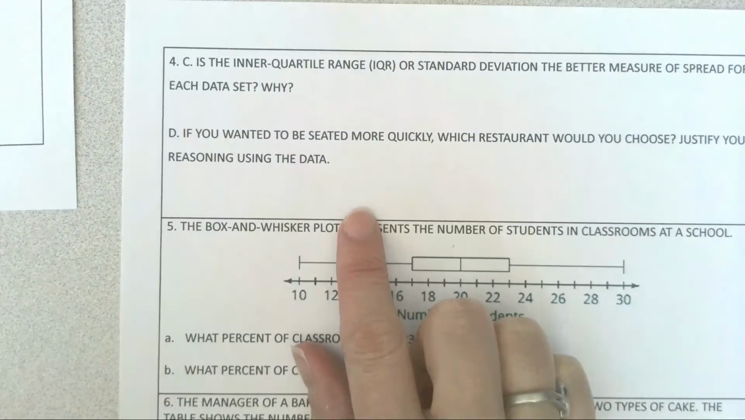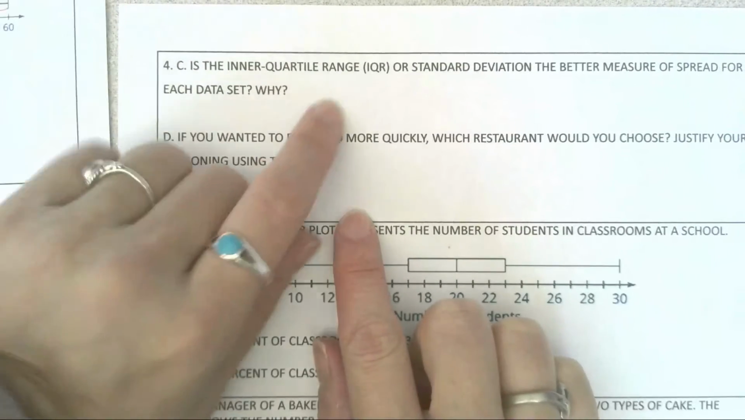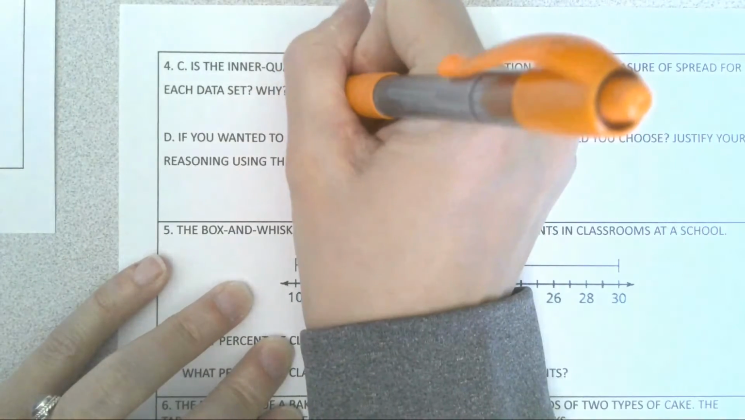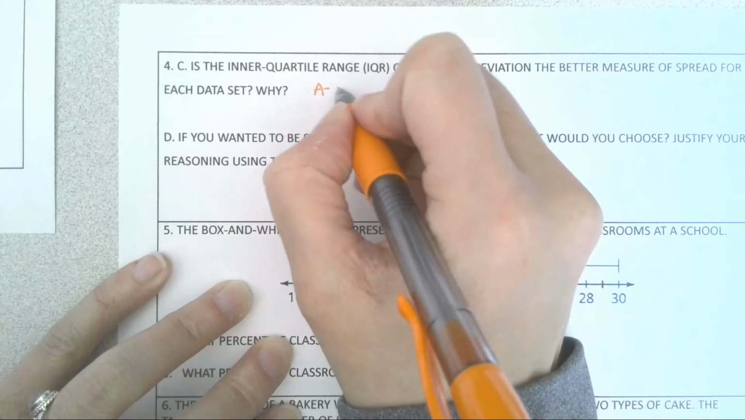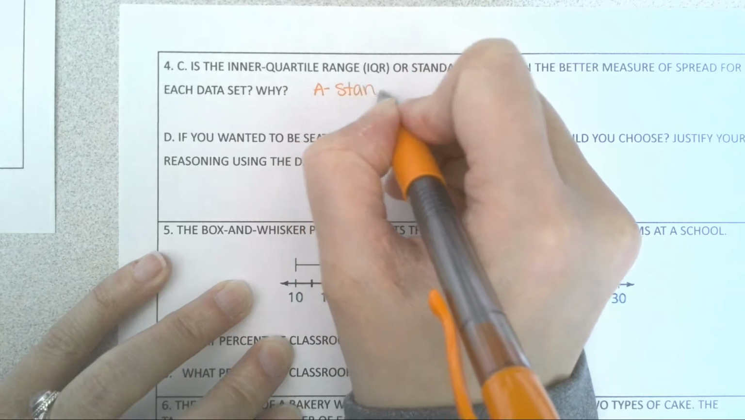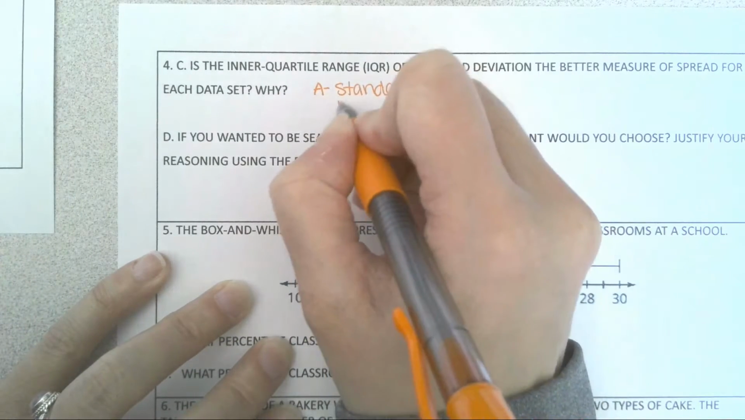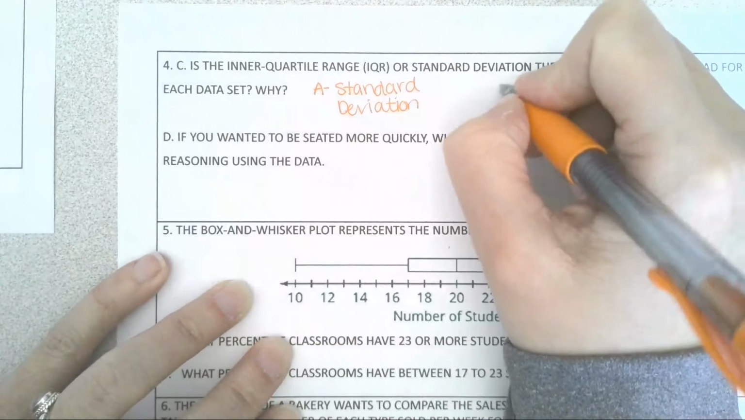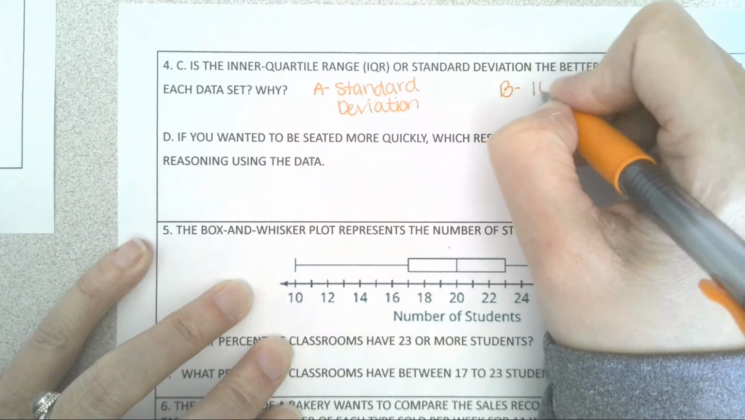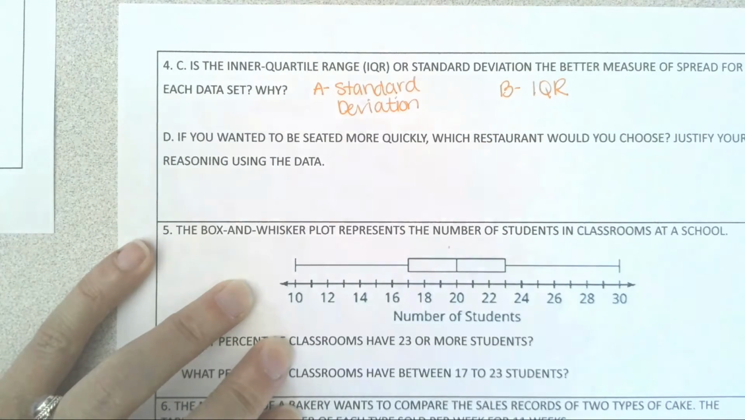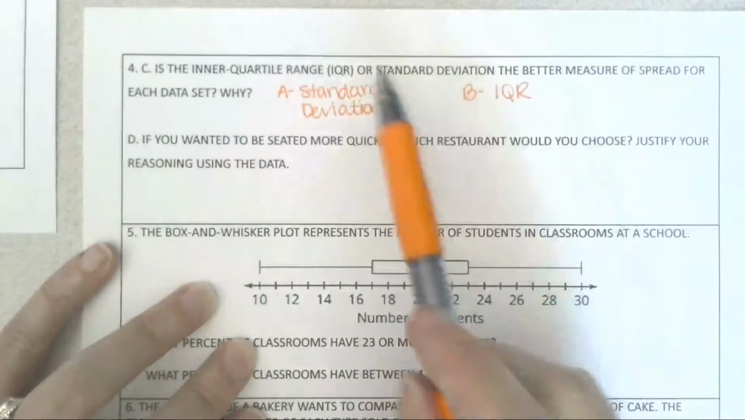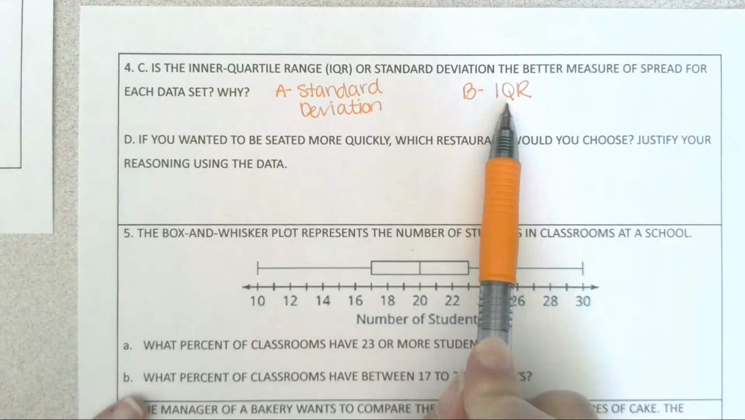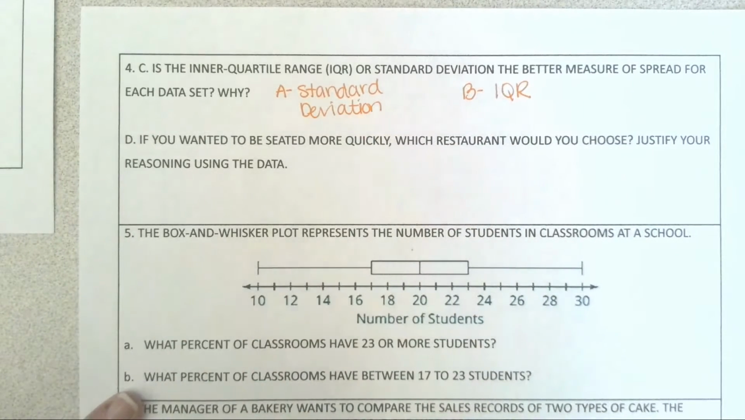So C wants to know, is the interquartile range or standard deviation the better measure of spread? So for A, since it is symmetric, mean goes with standard deviation, and that's because it's symmetric. B is skewed, so that is interquartile range. And again, if we were wanting to use one of these measures to compare the two data sets, we would pick IQR because at least one of my data sets is skewed.